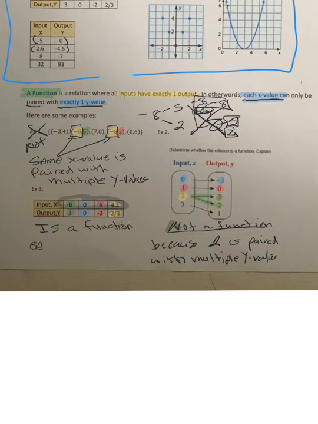So this is a function because each X value is paired with only one Y value. So again, see here how the 2 is being paired with 2 different X values? That's a broken machine. That's not a function. Do you see how -8 is being paired with the 5 and the 2? So that's not a function.